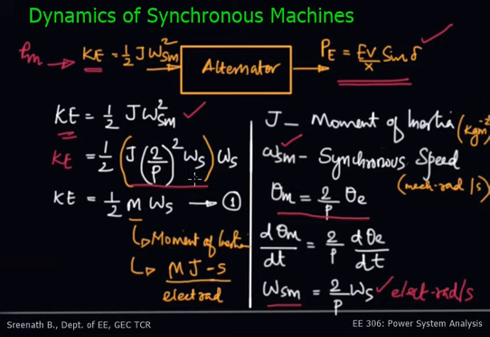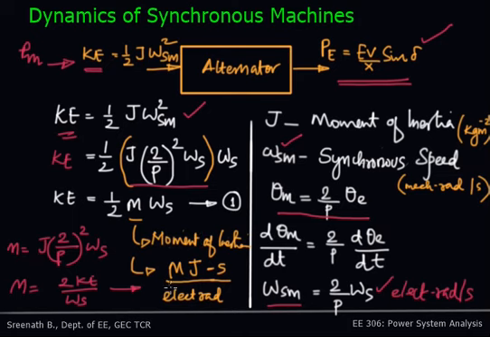So J into 2 by p the whole square into omega S can be written as M, where M is the moment of inertia expressed in megajoules second per electrical radian. So your M is J into 2 by p the whole squared into omega S. And M can also be written as 2 into kinetic energy by omega S. From this you will arrive at this unit. The unit of kinetic energy is megajoules and omega S is expressed in electrical radians per second.